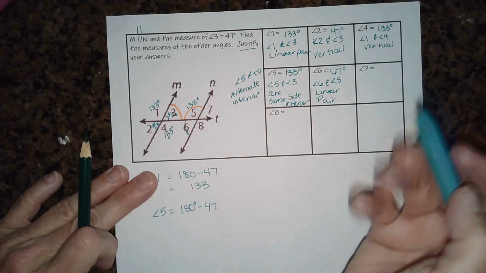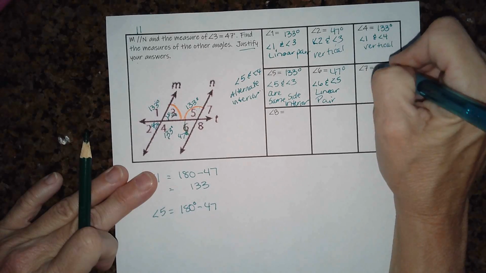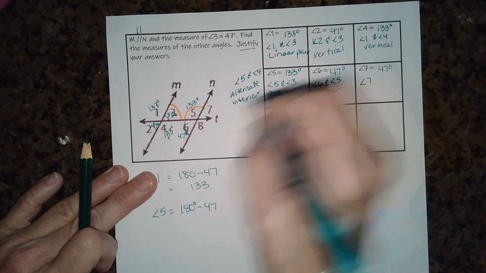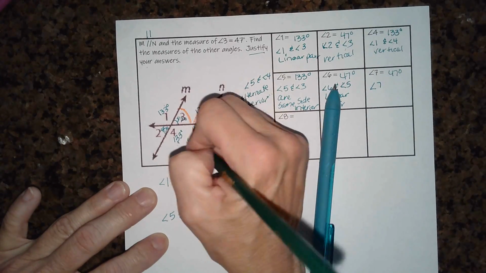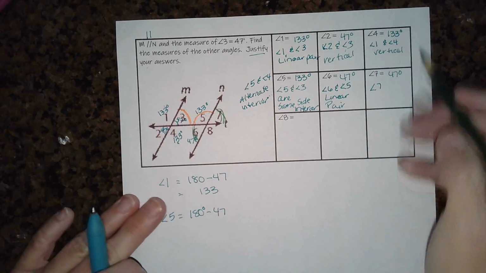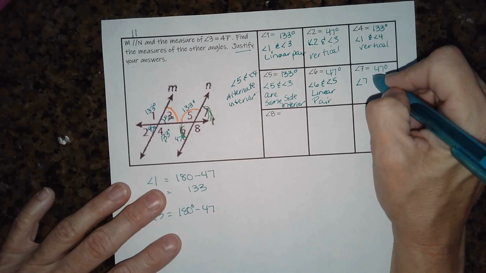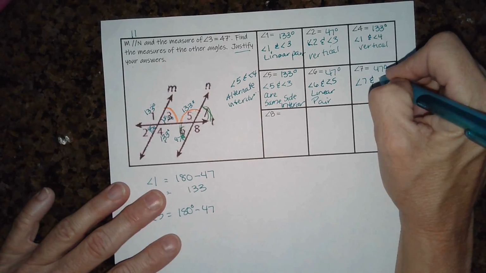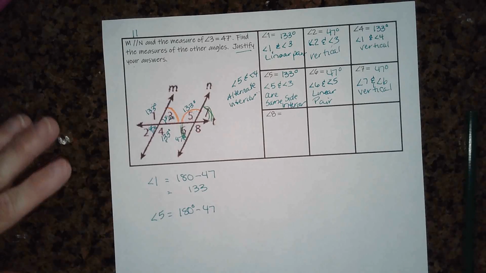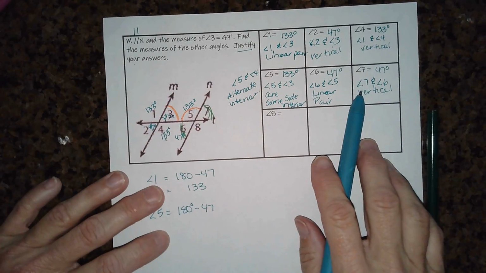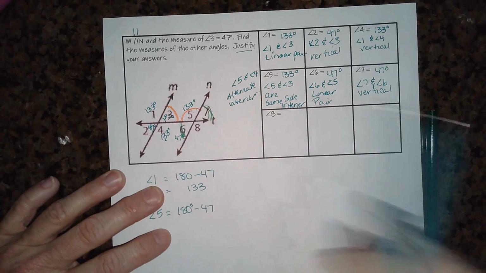All right, so if this is 47 degrees, now what is angle 7? Angle 7 must be 47 degrees, because angle 7 and angle 6 are vertical angles. So if angle 6 is 47, then angle 7 must be 47. And so our justification is that angle 7 and angle 6 are vertical. Now, that's just one way to justify it. You could also justify by saying that angle 7 and angle 5 are a linear pair.